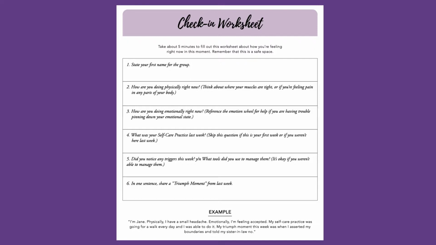Number 3, how are you doing emotionally? Am I anxious? Am I sad? Or am I excited? Number 4, what was your self-care practice for last week? What is 1 or 2 things you did to help take care of yourself during the past week? Number 5, did you notice any triggers, yes or no? And what coping techniques did you use to deal with those triggers? If you weren't able to deal with those triggers in a healthy way, it's okay, sometimes that happens. And number 6, in 1 sentence, write down what your triumph moment was for the week.